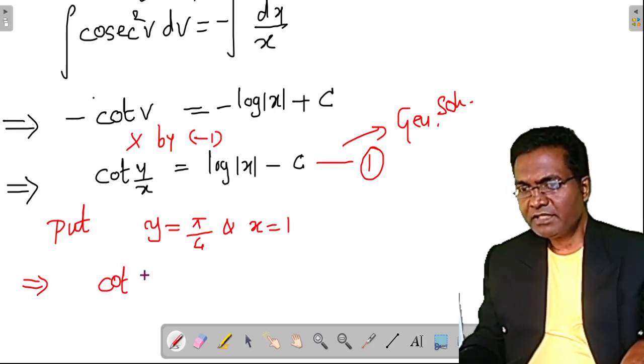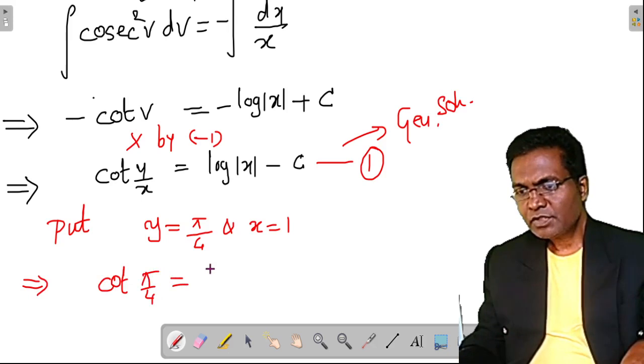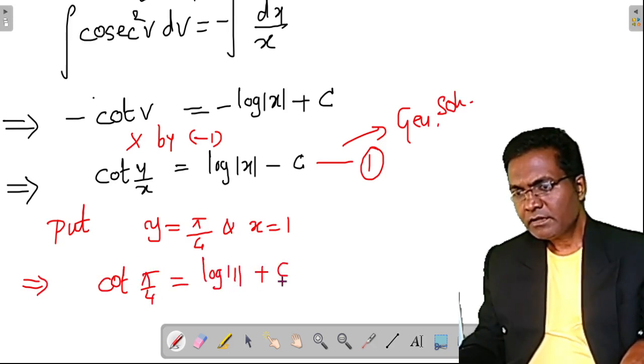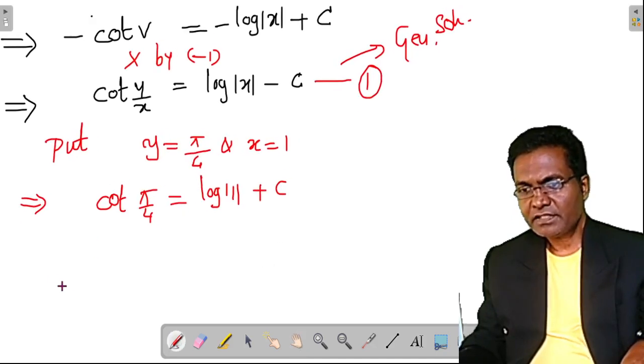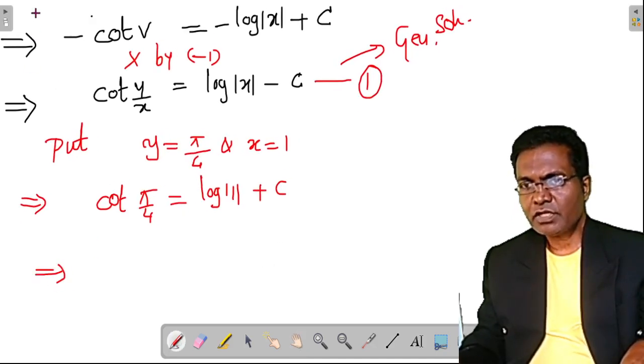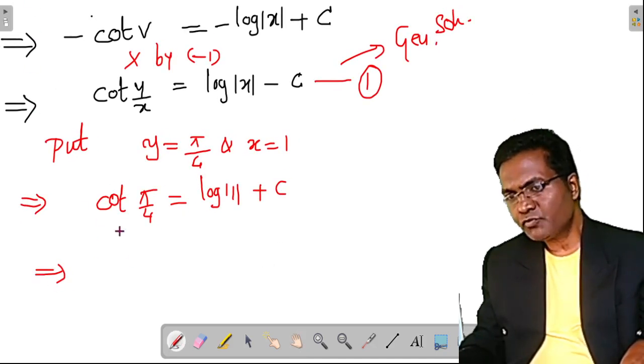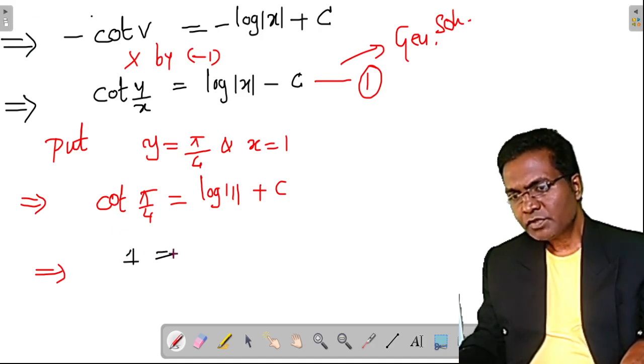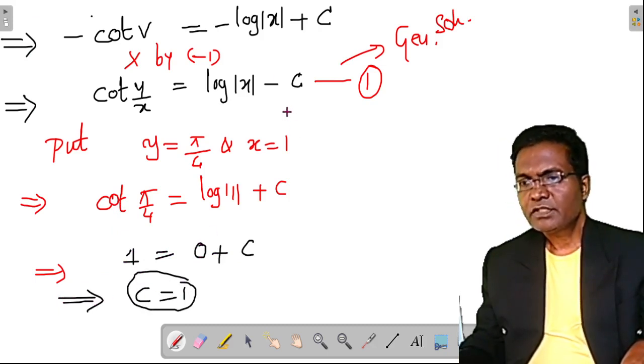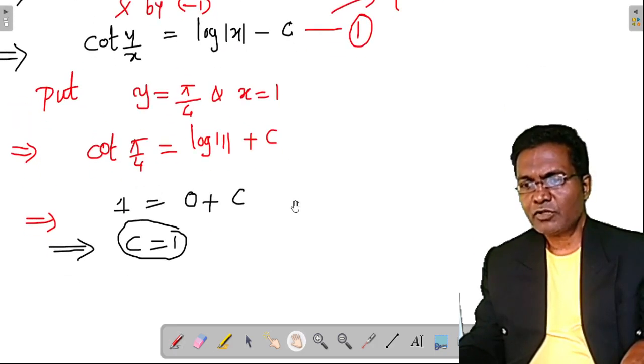Cot of y by x means pi by 4, so you will get pi by 4 by 1. You will get log 1 here plus c. And as you know, the value of cot pi by 4 is 1, and log 1 is 0, plus c, so c is 1. So substitute here, you will get the particular solution.